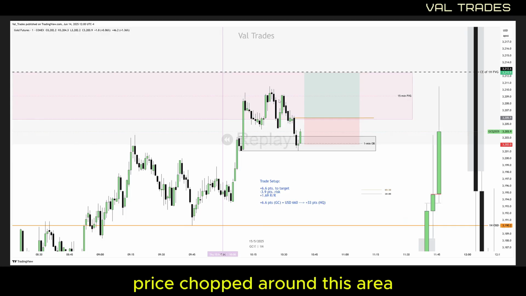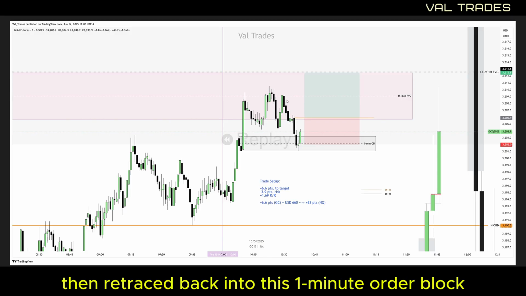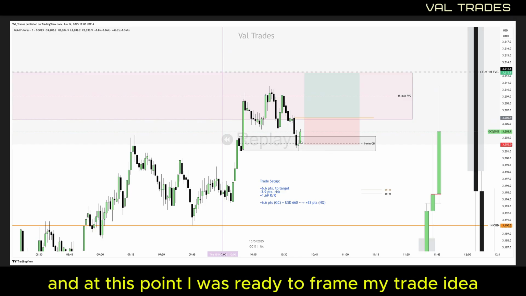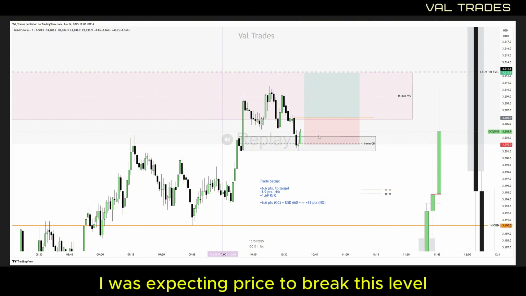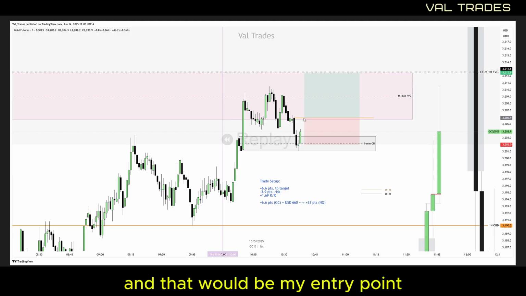Price chopped around this area inside this 15-minute FVG for almost half an hour, then retraced back into this 1-minute order block, and at this point, I was ready to frame my trade idea. I was expecting price to break this level and form a 1-minute change in the state of delivery, and that would be my entry point.